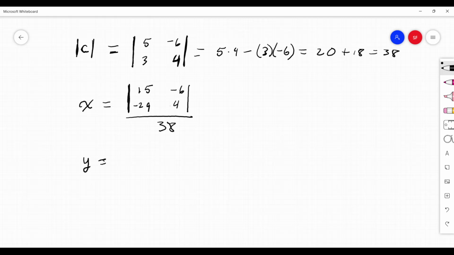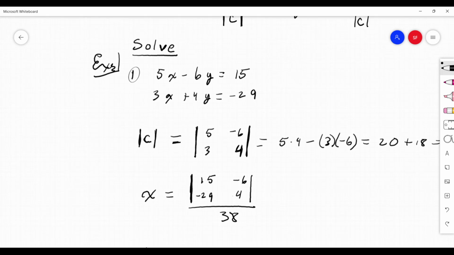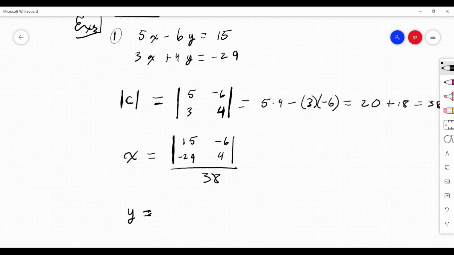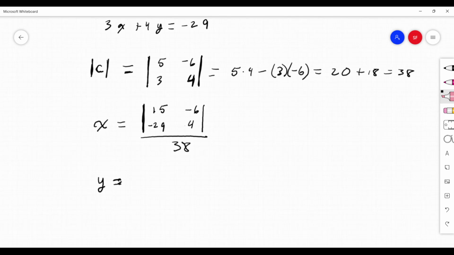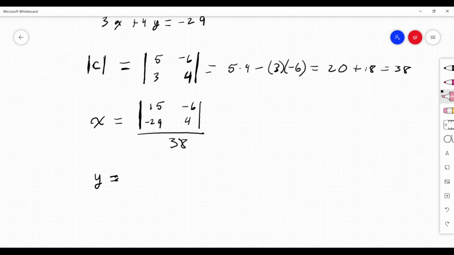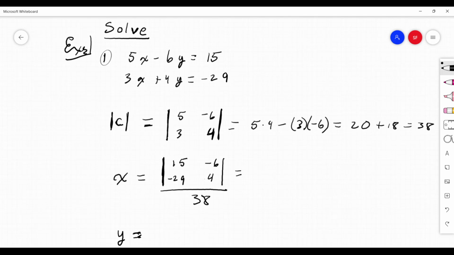So for X, we replace the X numbers with the constant numbers, right? And you find that determinant. So this would be, for this top bit, this would equal 15 times 4, right? From here.